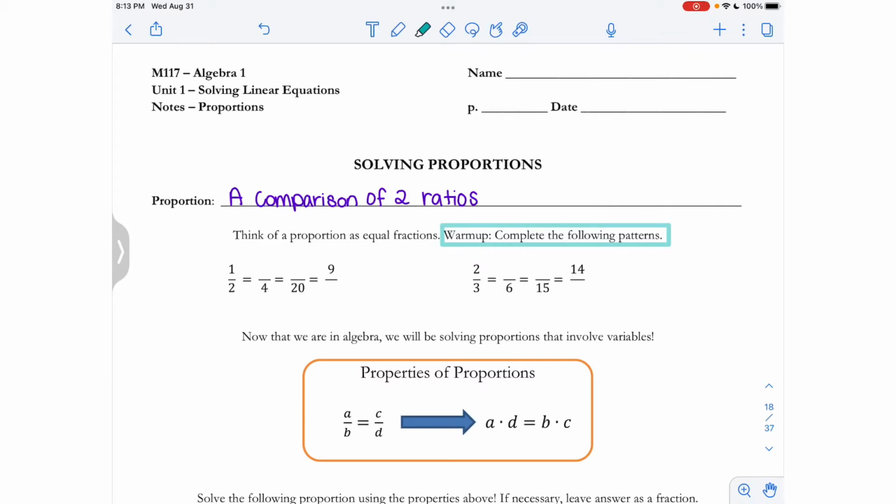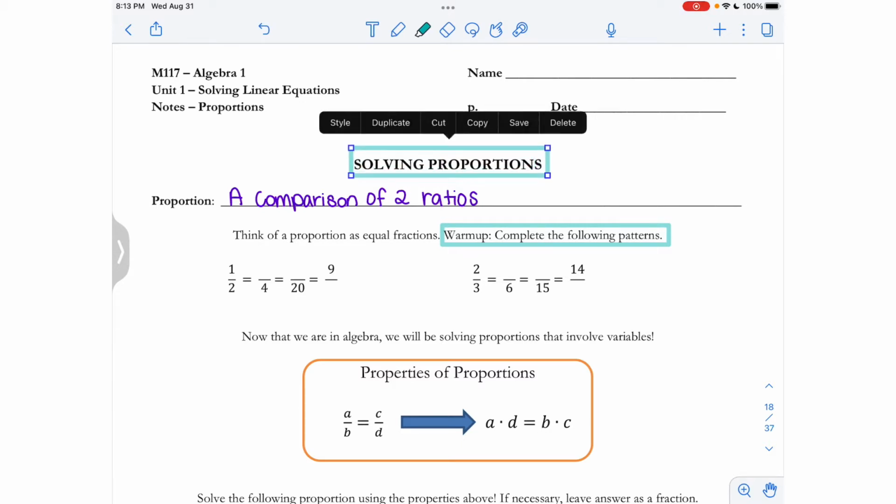They are quick today, and the topic is solving proportions. So we are still solving equations, and the equation that we're going to solve today is a special kind of equation called a proportion. A proportion is a comparison of two ratios.